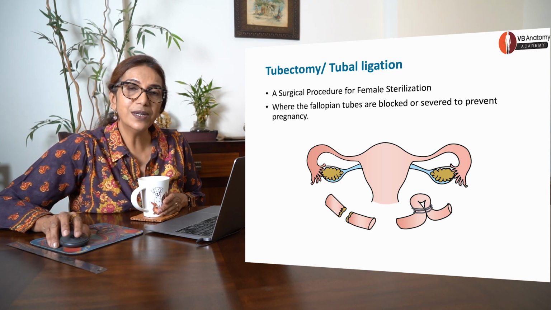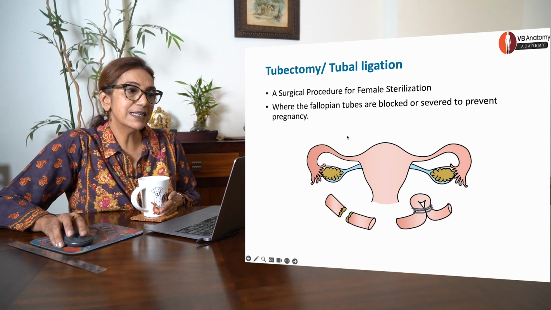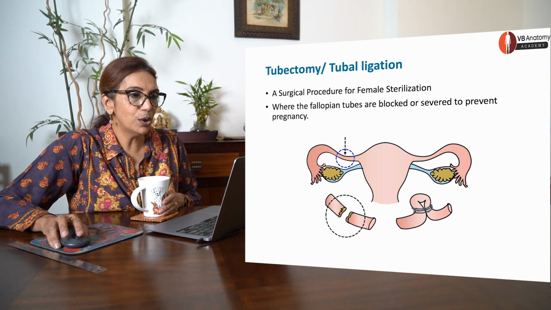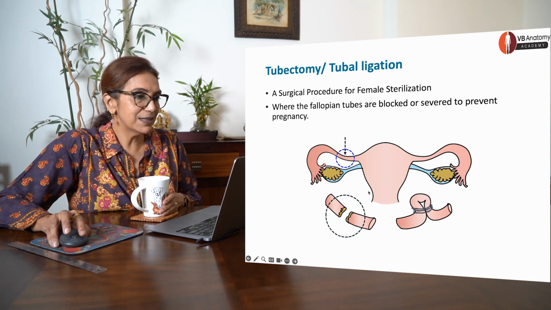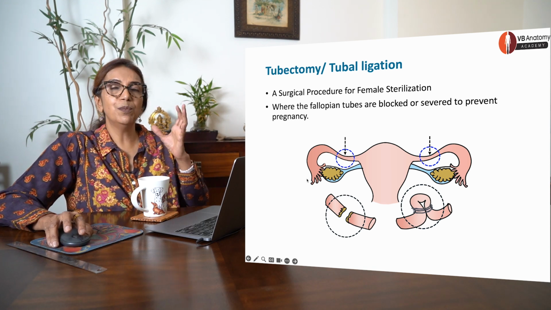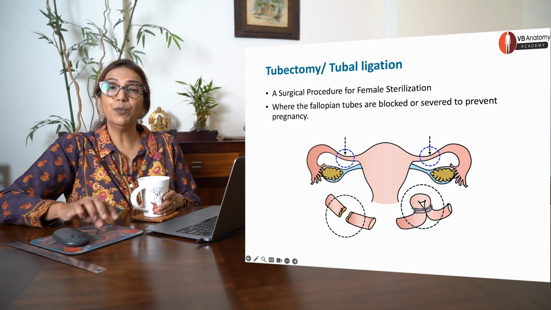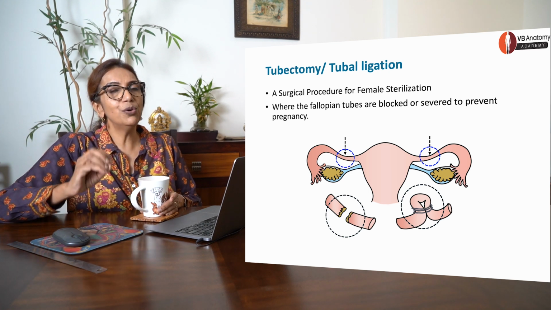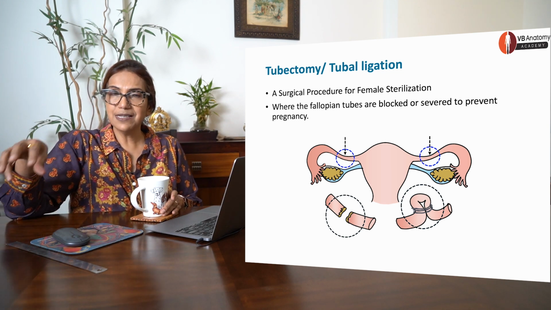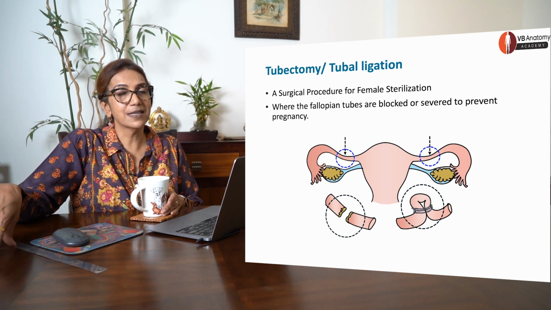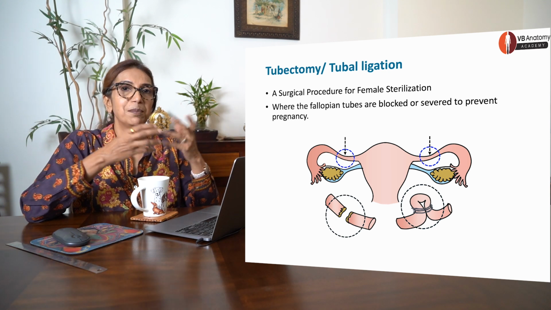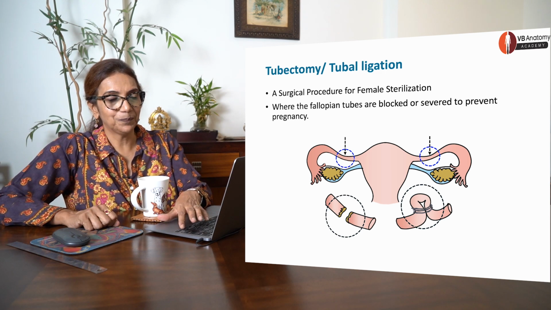But let's understand what is tubectomy, define it. It's a surgical procedure for female sterilization wherein the fallopian tubes can be blocked or severed. You can see it severed here. You can see it blocked here with the help of a band. So you're going to block the continuity of the fallopian tube or actually cut the tubes so that no fertilization can happen, no sperm can meet the secondary oocyte. Does the father continue to produce sperms? Yes. Does the mother continue to produce secondary oocytes? Yes. But they do not meet, and that is what is tubectomy.